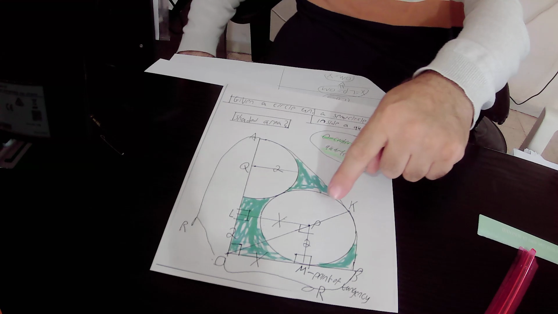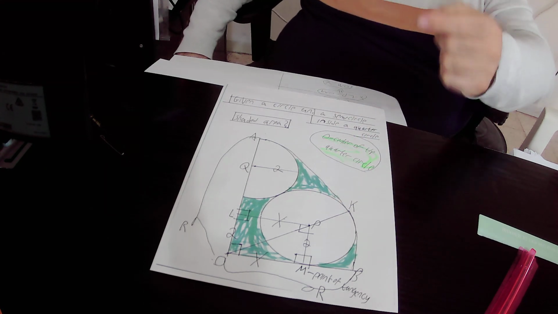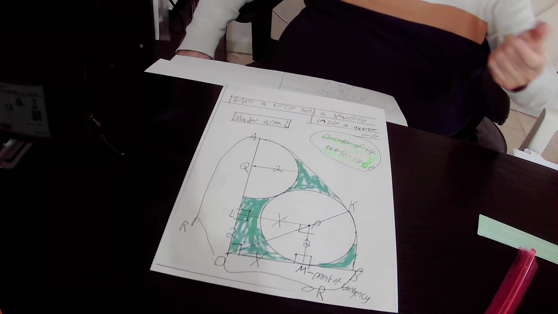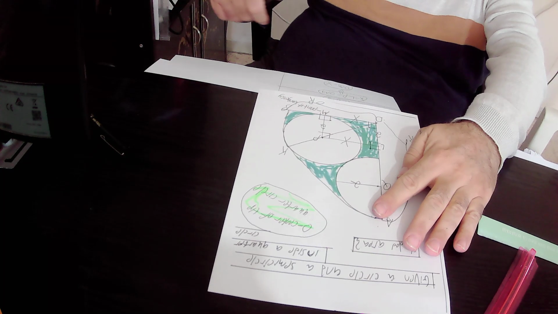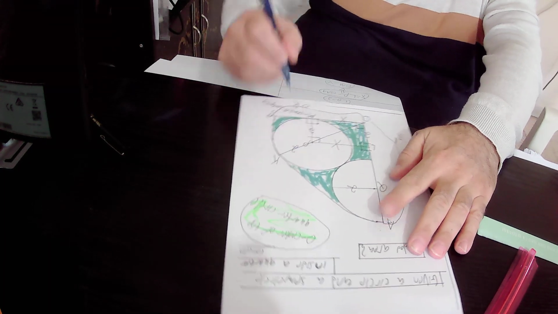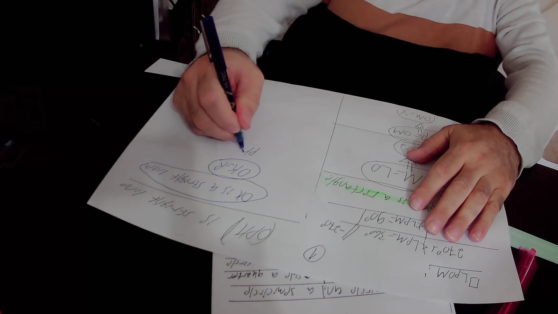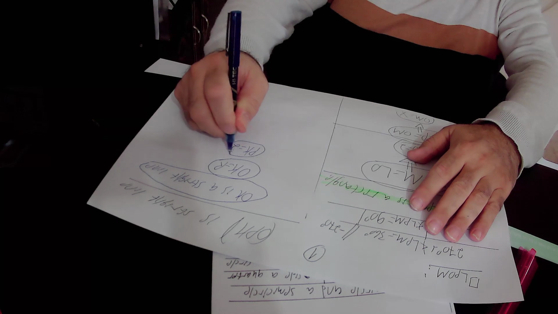So here, point P is the center of the circle. Point K is the point on the circle itself. So PK is the radius of this circle that is equal to 2 units according to what is given in the question. So here PK equals 2. In conclusion, we found out that OK equals R and PK equals 2.